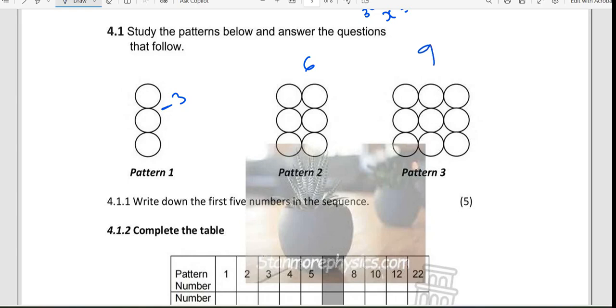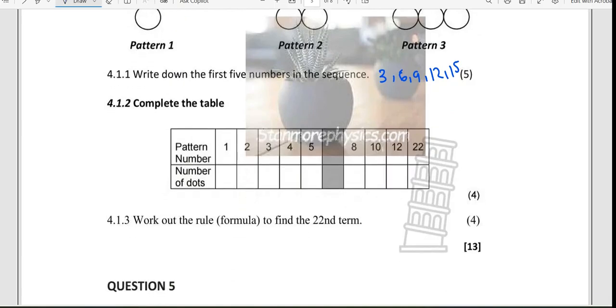Write down the first 5 numbers in the sequence. The difference is 3. So it's going to be 3, 6, 9, 12, 15. Okay, let's proceed.